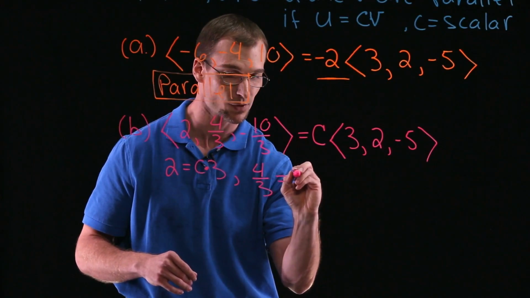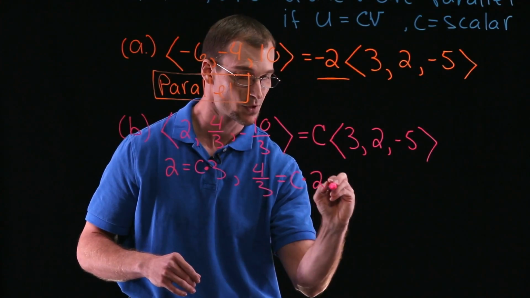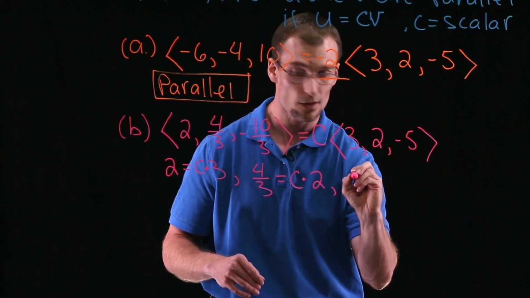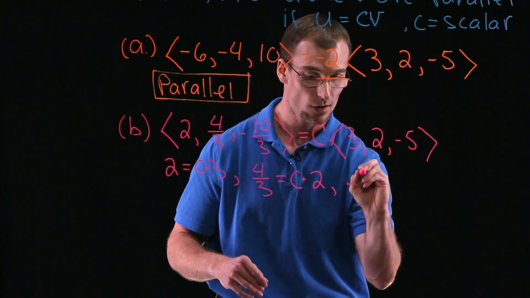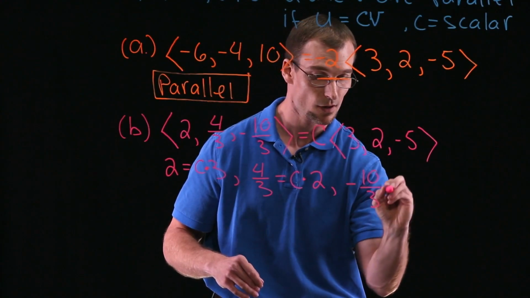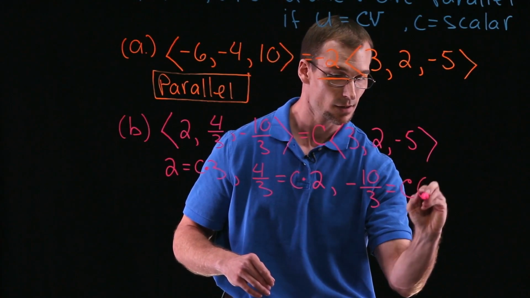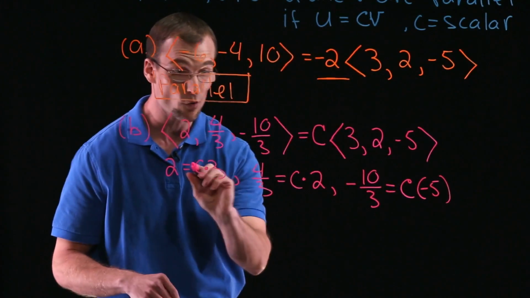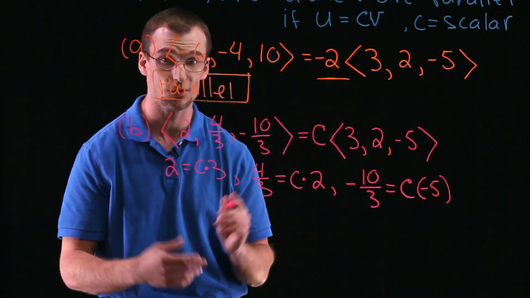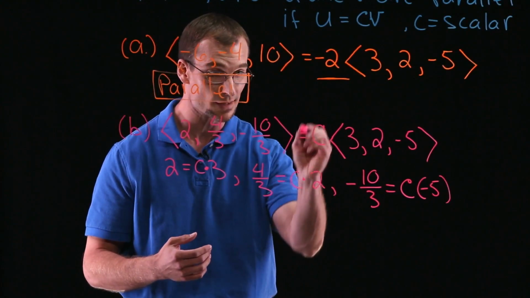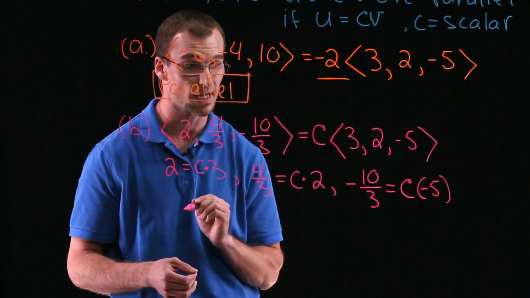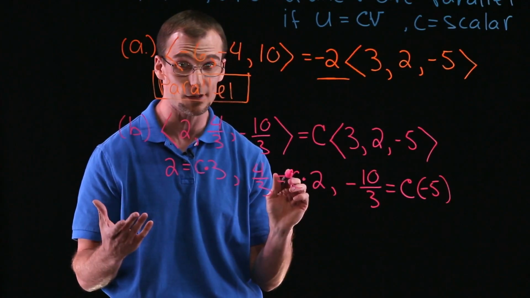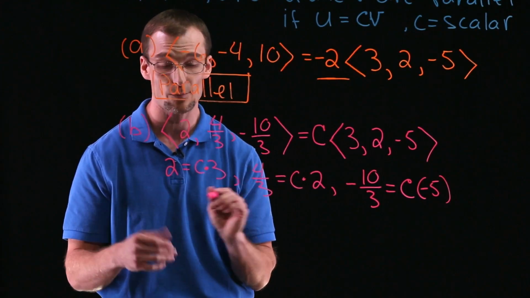So 4/3 equal to c times 2. And what scalar will give us negative 10/3? Or negative 10/3 equal to c times negative 5. Now, solving each of these equations, if it's the same value of c for all of them, then that means it's this single scalar on the outside, and they're parallel. If any of them are different, then they're not parallel.